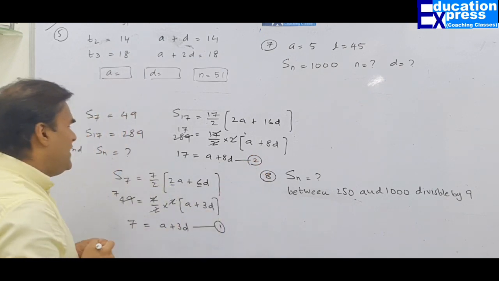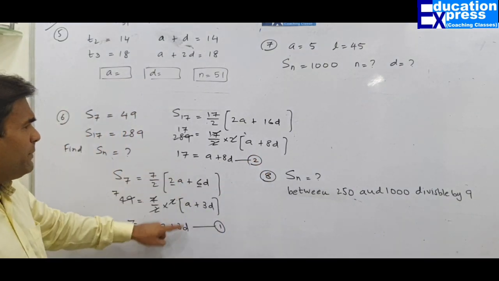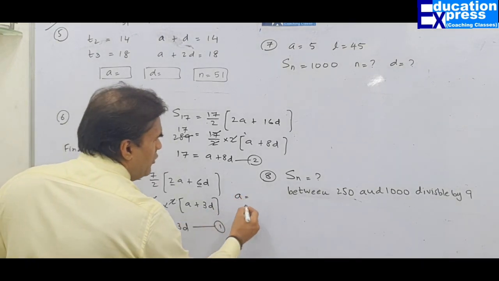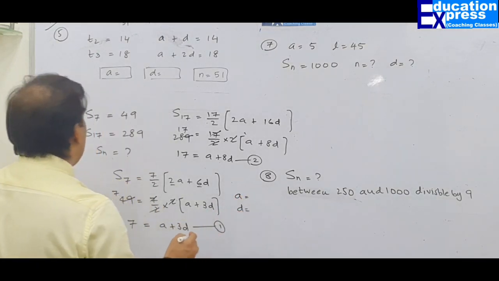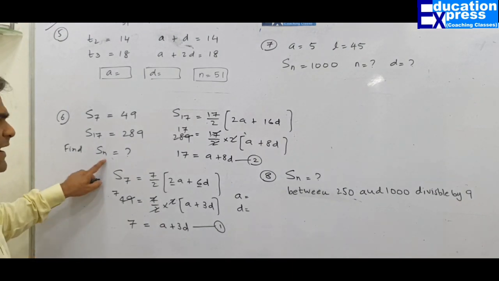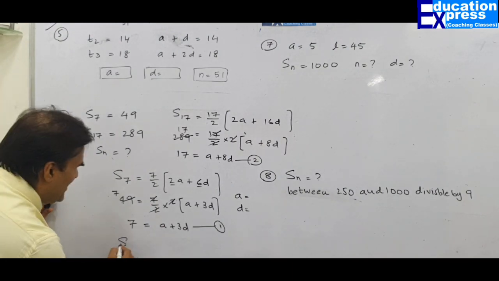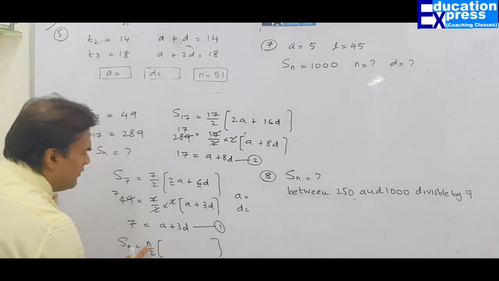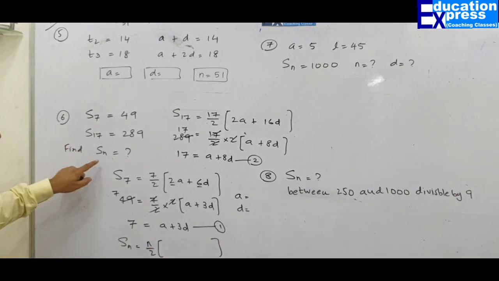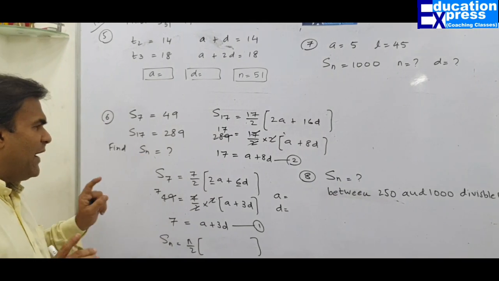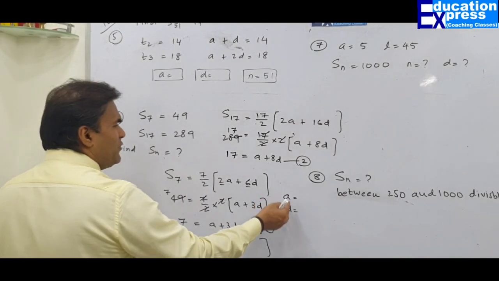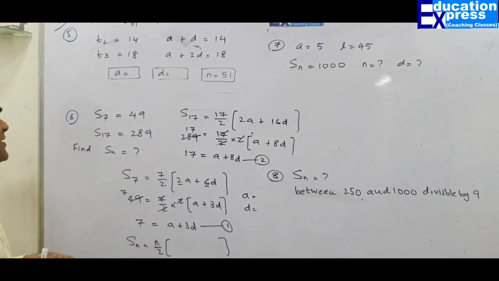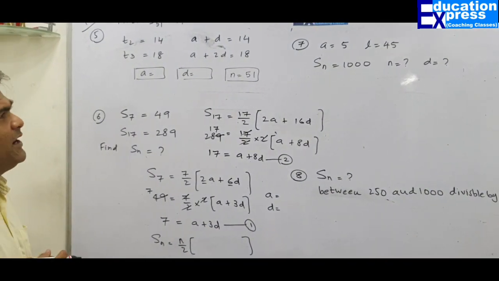So again, my dear friends, you have 2 simple equations. Solve them simultaneously, obtain the value of A, obtain the value of D. What we have to find? We have to find Sn. So in Sn, n will remain n only. Your final answer is going to be in terms of n only. Remember, my dear friends, final answer will be in terms of n only. Simply substitute the value of A and D. You get your answer. Such a simple question, my dear friends.